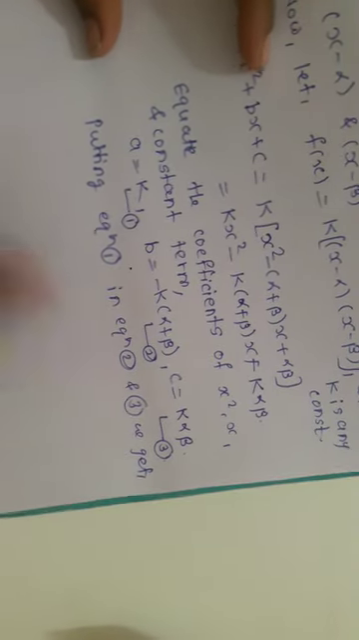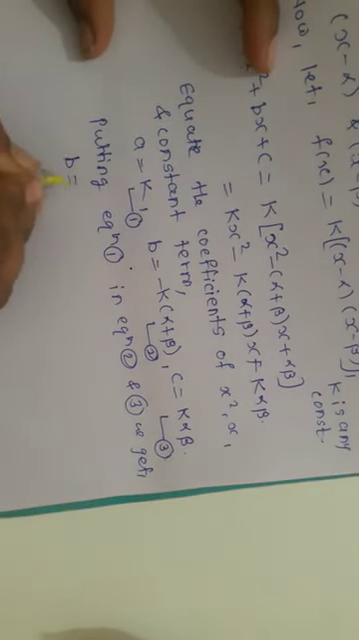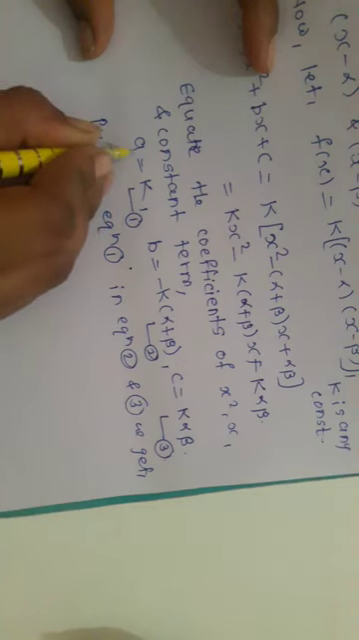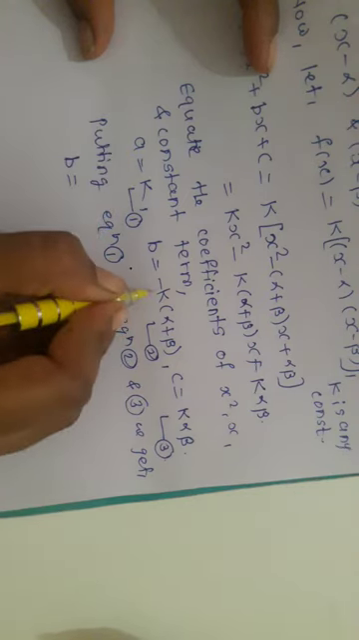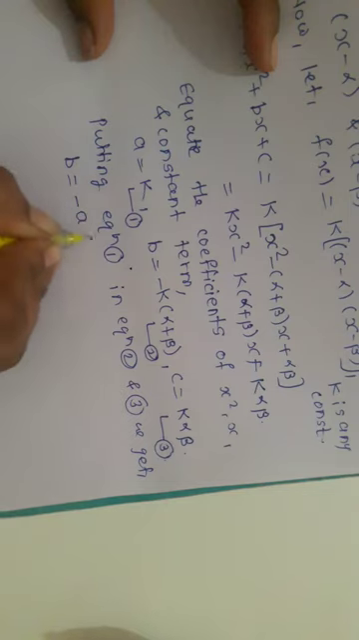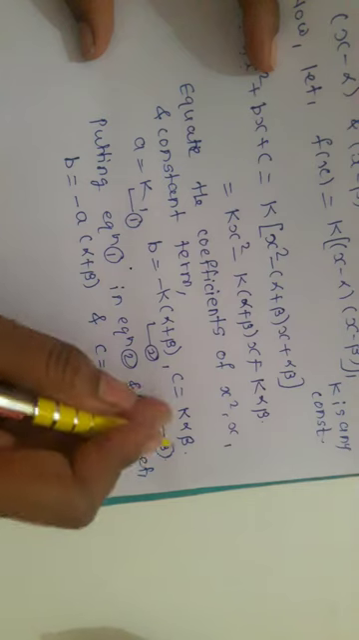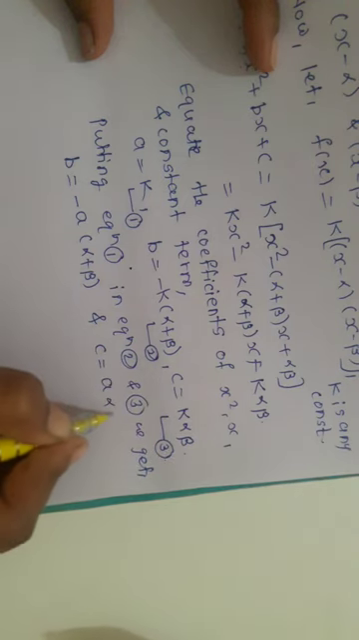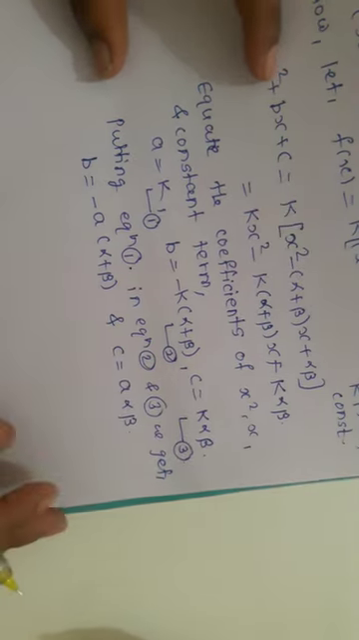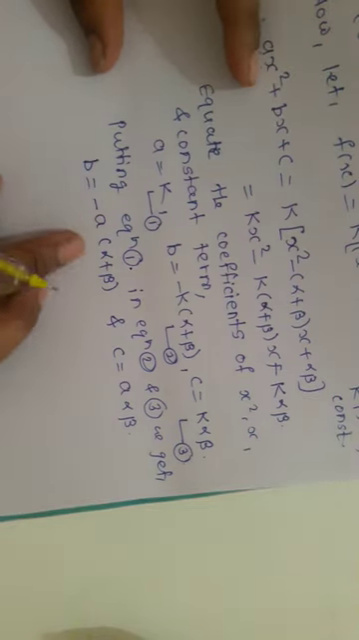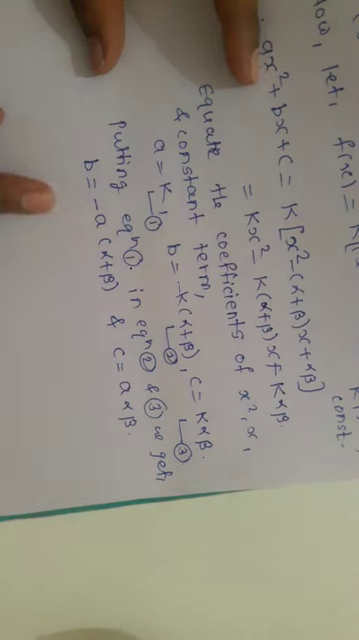Okay, after substituting equation 1 in equations 2 and 3, what do we get? Since k is equal to a here, we can replace minus k with minus a, so b is equal to minus a into alpha plus beta, and c is equal to a into alpha into beta. After transposing minus a to the LHS, we get alpha plus beta is equal to minus b upon a.